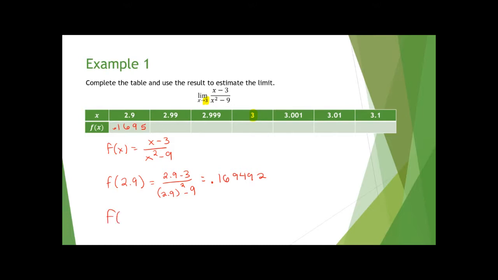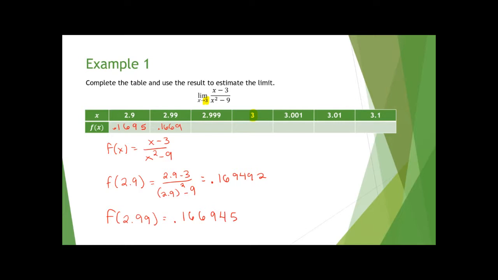So then you want to plug in 2.99. So luckily that's fairly easy. You just plug in a 9 extra on all of your spots. And so that's 0.166945. Okay, so round to 4 decimal places. That would be 0.1669.